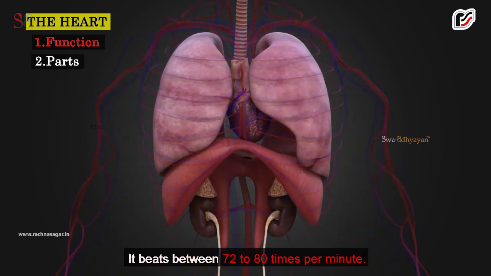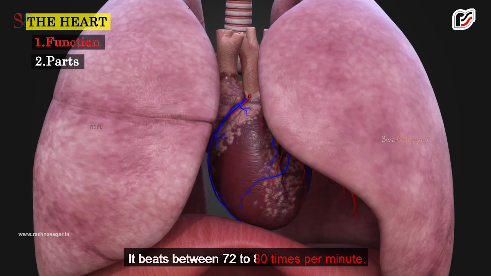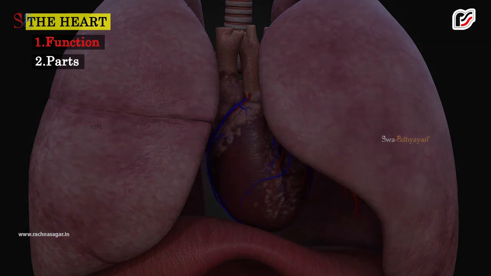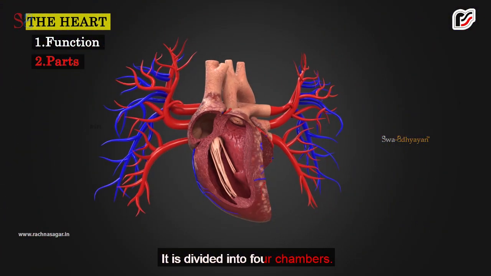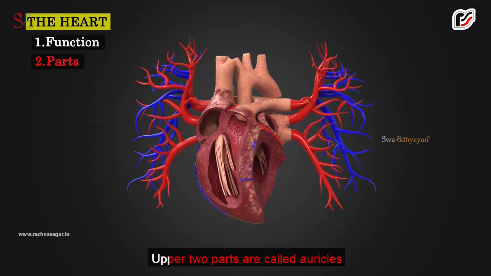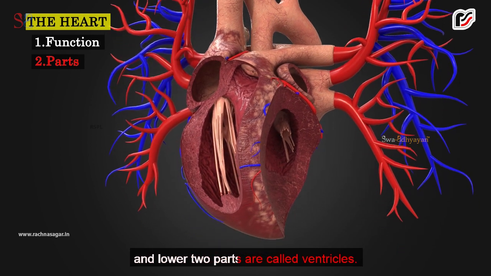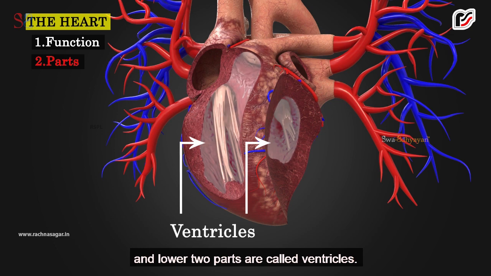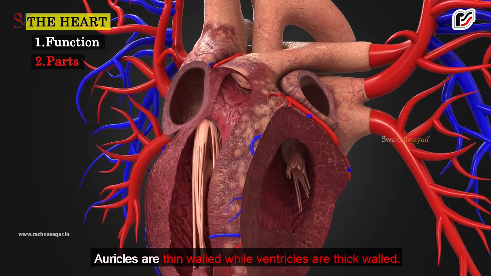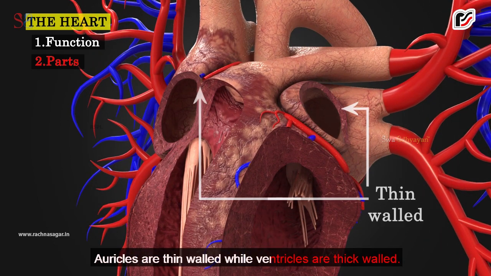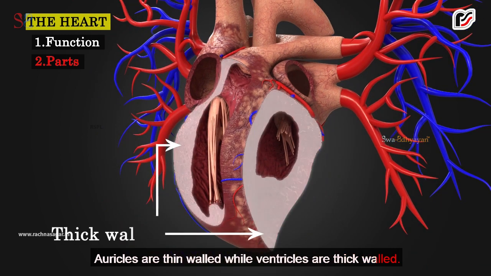It beats between 72 to 80 times per minute. It is divided into 4 chambers. The upper 2 parts are called auricles and the lower 2 parts are called ventricles. Auricles are thin-walled while ventricles are thick-walled.